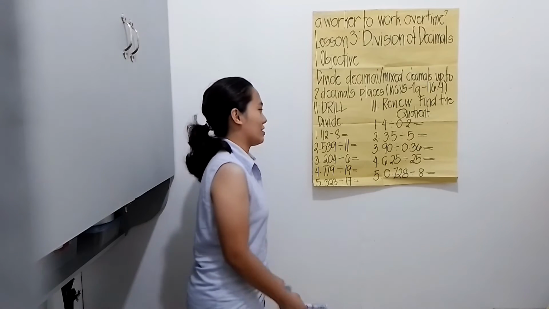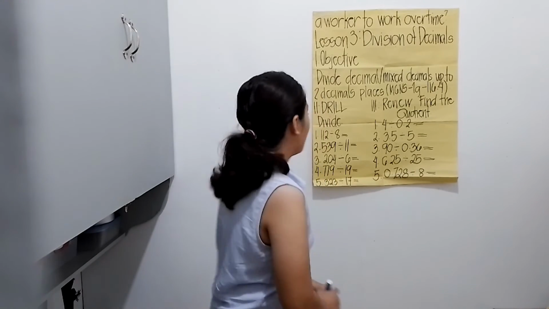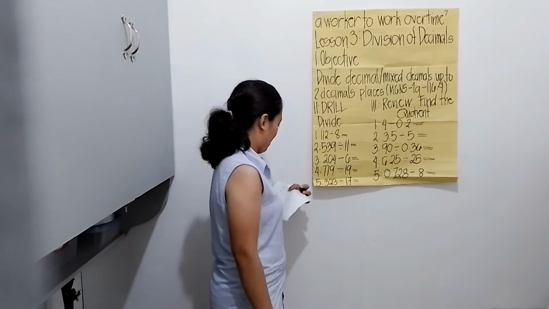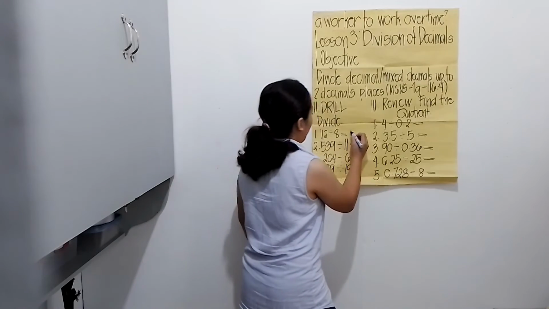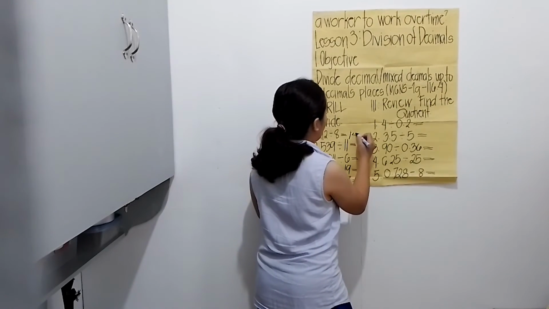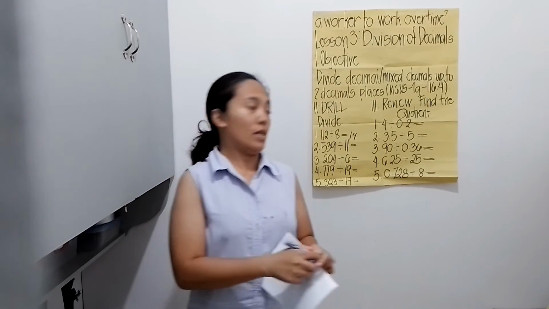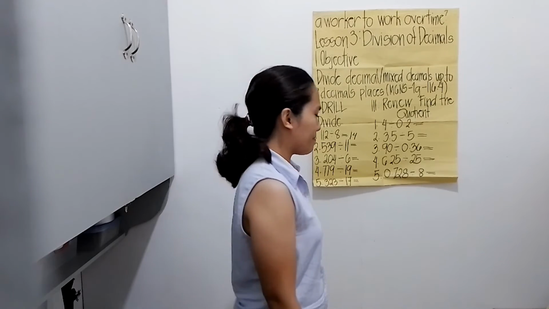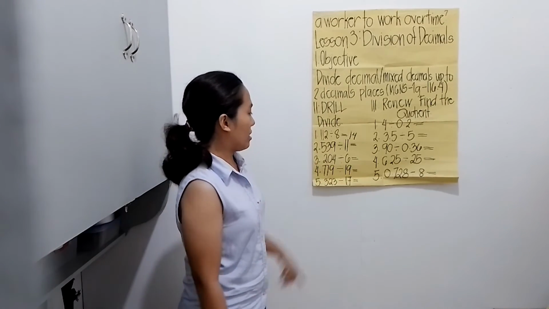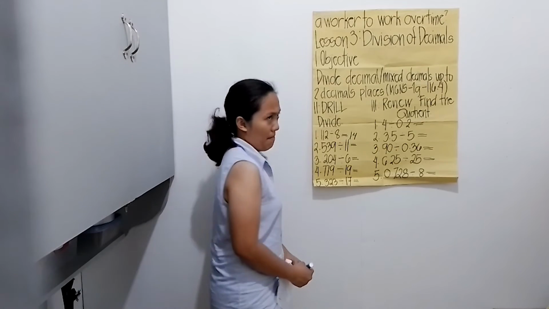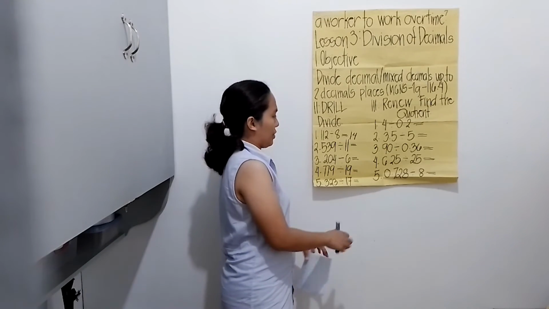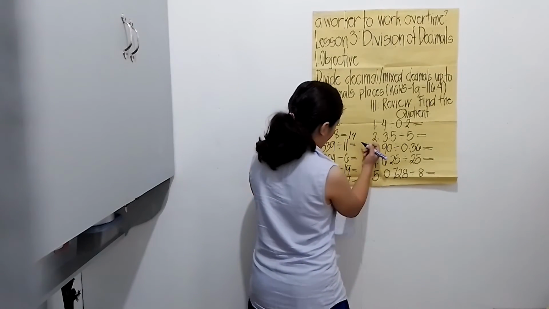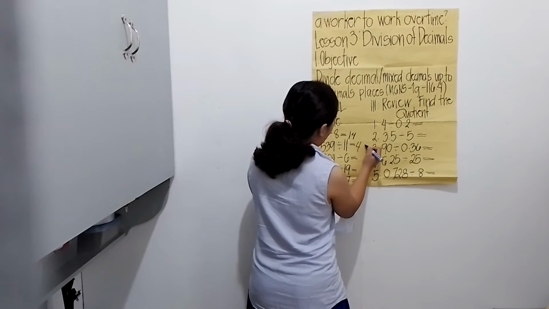So who wants to try to answer? When we say 112 divided by 8 is equal to 14. Now, 112 divided by 8 is 14. So, let's move on to this number 2. 539 divided by 11. So we have 539 divided by 11 is equal to 49.